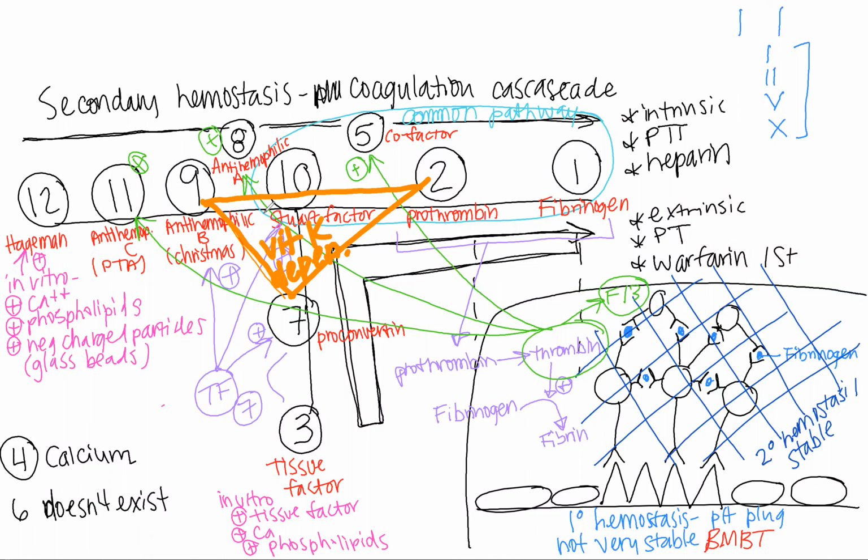So we'll stop there for now. And then the next time I'm going to go over this mnemonic very quickly, with not as much busyness. And then we're going to talk about how different diseases and drugs affect your coagulation parameters. Okay, there you go.